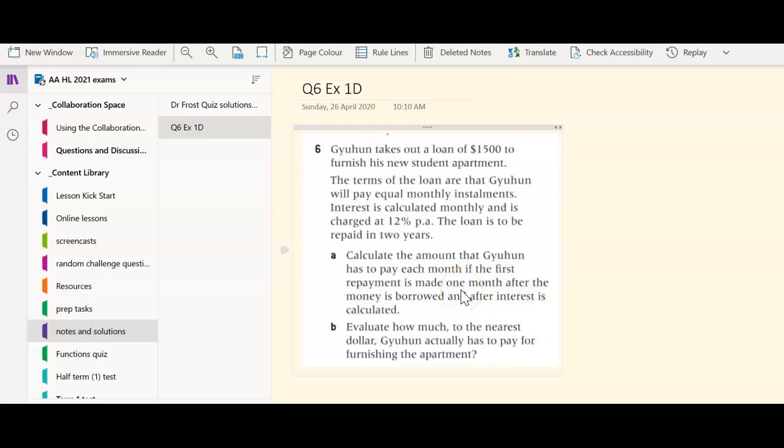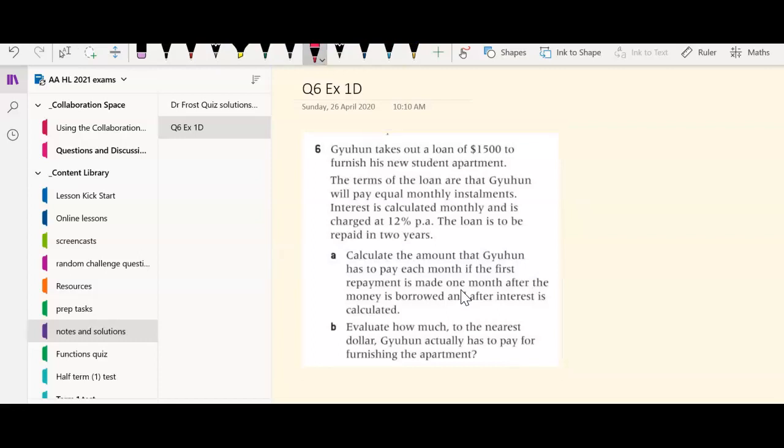So I thought I'd just record a solution to this loan repayment question that turns up in exercise 1D, question 6. Because these are complex questions. These are difficult. I don't expect anyone to be able to just rock up and do these.